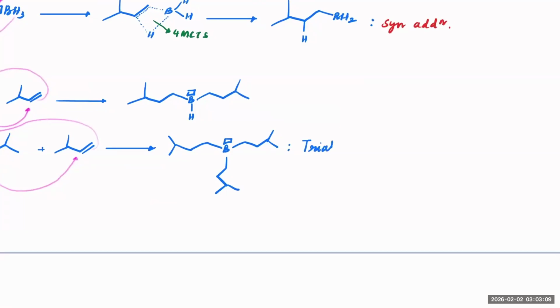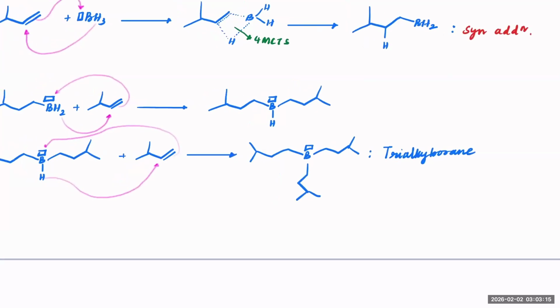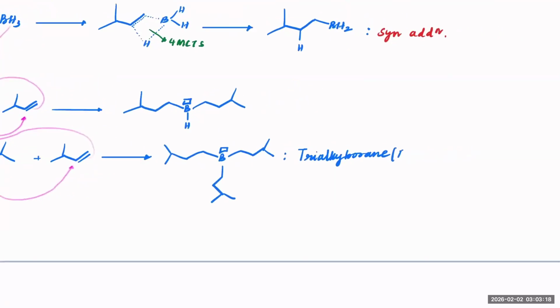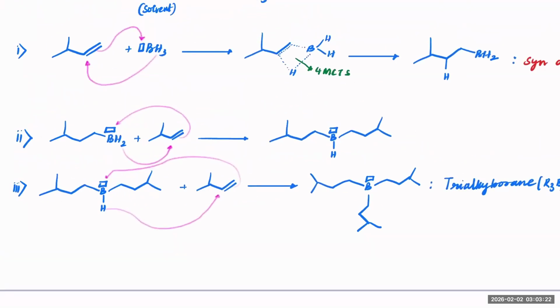So this will become tri-alkyl boron or borane. Tri-alkyl borane, which we can write as R3B. So 3 moles of alkyl group will be formed here. Okay.